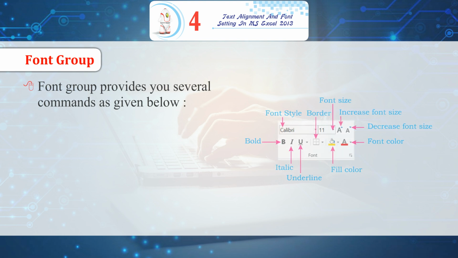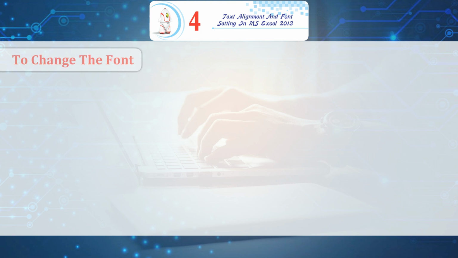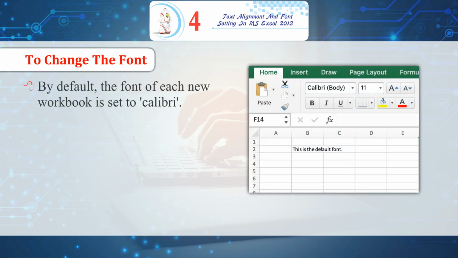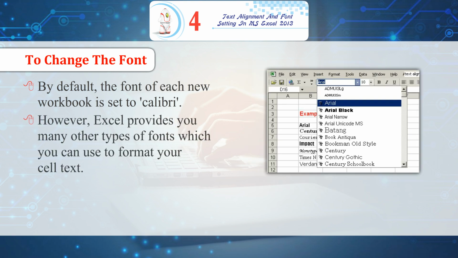Font group. The font group provides you several commands as given below: font size, font style, border, increase font size, decrease font size, bold, font color, italic, underline, fill color. To change the font: by default, the font of each new workbook is set to Calibri. However, Excel provides you many other types of fonts which you can use to format your cell text.